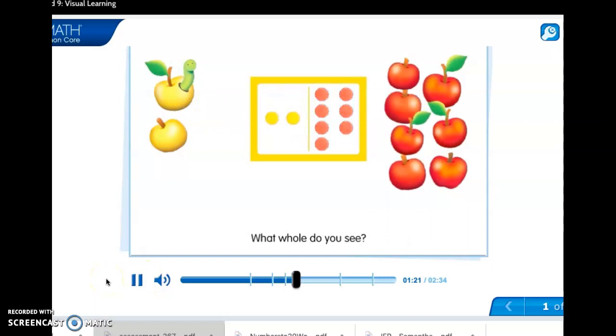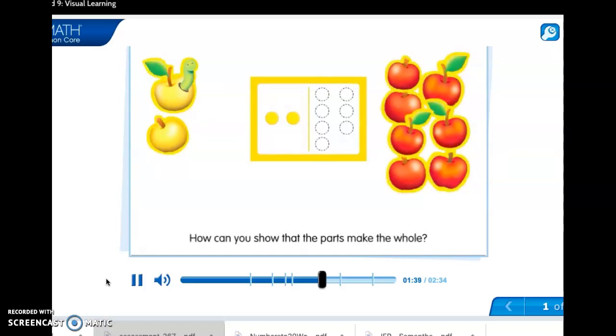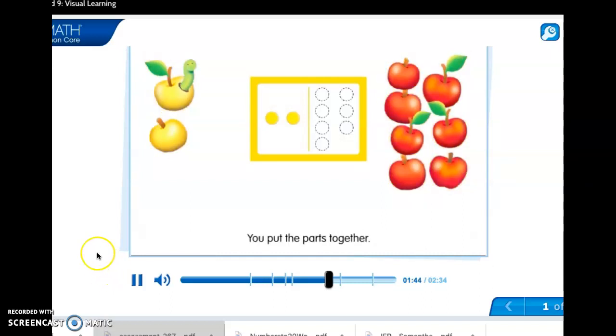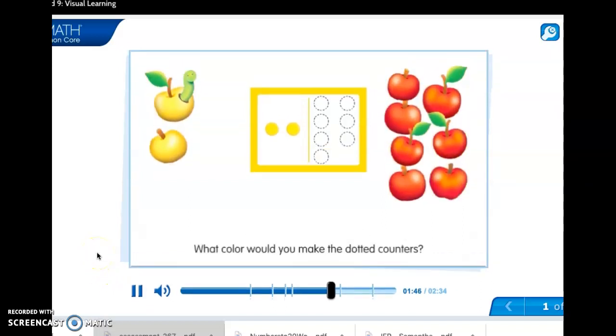What whole do you see? The whole is 9. What parts do you see? There is a 2-part and a 7-part. How can you show that the parts make the whole? You put the parts together. What color would you make the dotted counters? Make the dotted counters red.